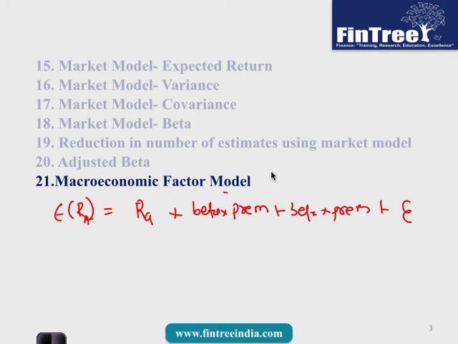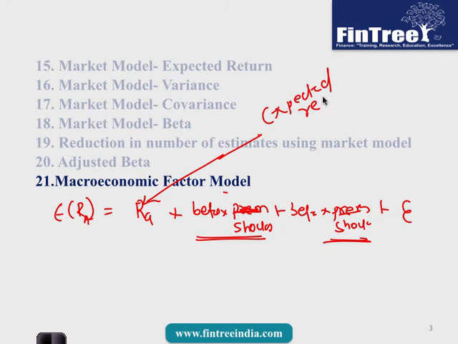Now the important thing to remember here is that instead of calling it premium, let's call these shocks, and these variables by default are considered to be 0. Which means the shock in a macroeconomic factor by default is considered to be 0. So in equilibrium, this RA, which is the intercept, is nothing but the expected return. But if there are shocks in the macroeconomic factors, which means if the GDP turns out to be more or less, then these values would be positive or negative, and that will change your expected return in this particular model.